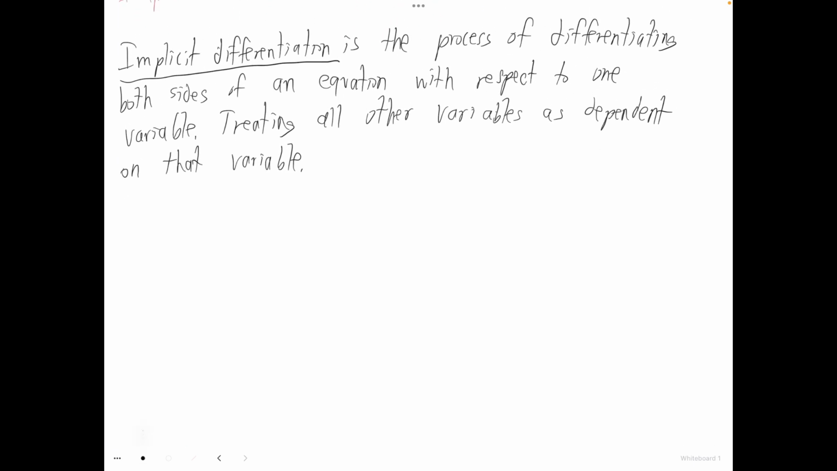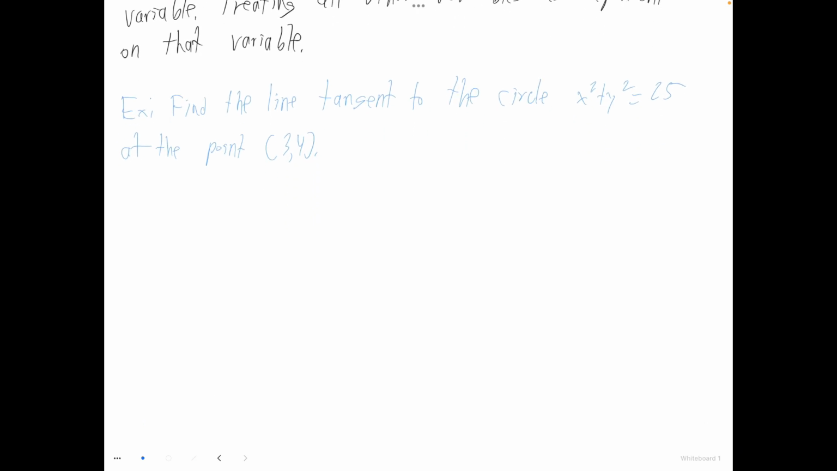And so we're going to start with the following example. We want to find the line tangent to the circle x squared plus y squared equals 25 at the point (3, 4). Okay, so we want to find this tangent line. And so what we're going to do is take the derivative of both sides implicitly and figure out what dy over dx is by solving for it.